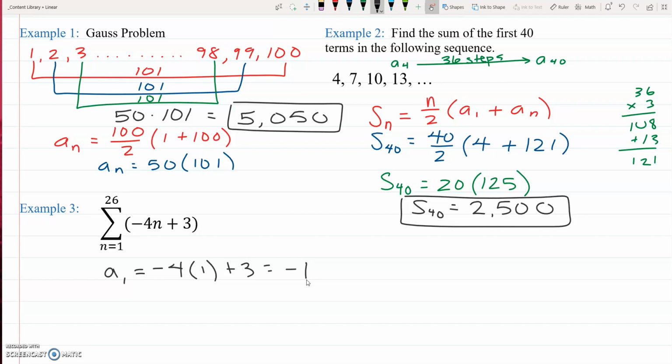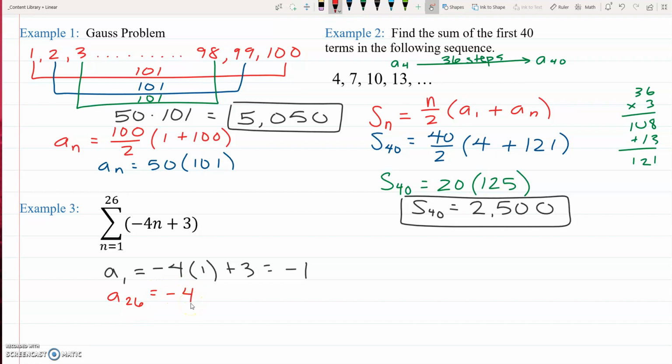Should I find the second term? I would argue no. Why do I not care about the second term? Halima, great job. Everybody hear this. The reason I'm not going to waste time finding the second term is the formula doesn't need the second term. The formula that we're going to use to add all these numbers together, I need the first term and I need the last term. So the next term I'm going to find is going to be a sub 26, because that's going to be part of my formula.